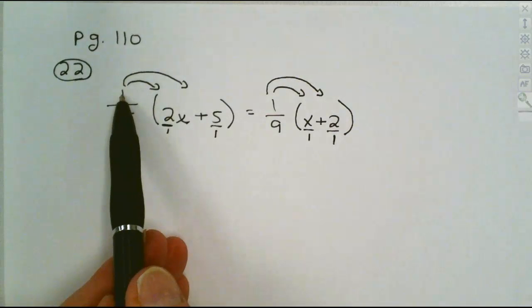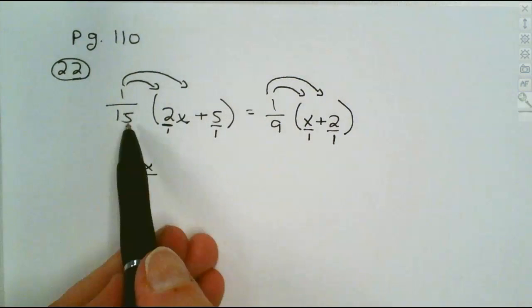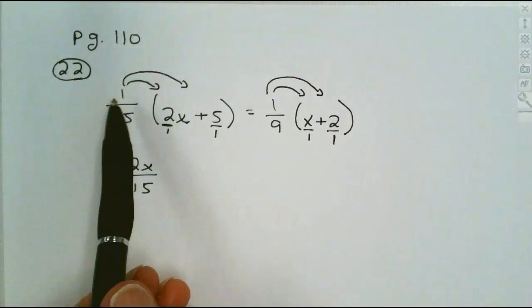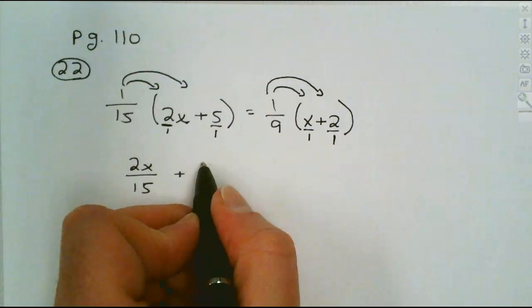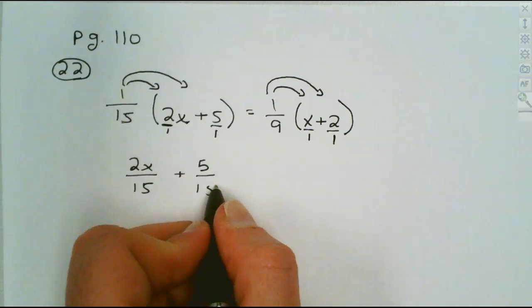So what we do is we multiply. So 1 times 2 is a 2x. 15 times 1, well, that's a 15. Next, we've got 1 times 5. Well, 1 times 5 is a 5. 15 times 1, well, that's a 15.